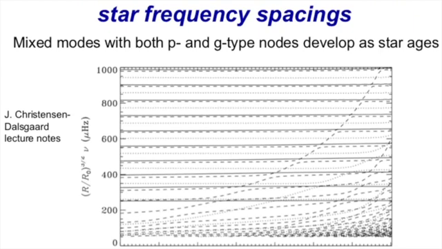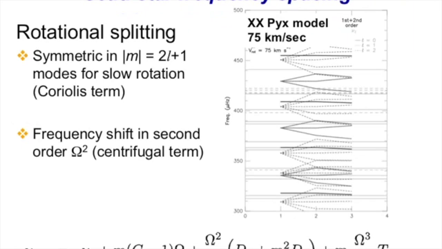So finding a pattern in this is really hard when you don't know the age of the star, you don't know the mass of the star. It's really difficult. And the other problem is rotational splitting. The Coriolis force and the centrifugal force take every degree l mode and break it up into 2l plus 1 multiplets.